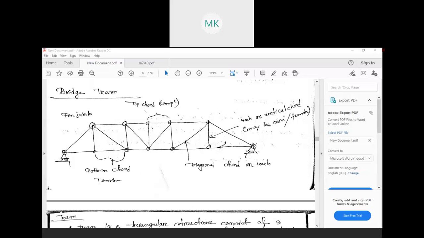As you can see here, these are the joints in a bridge. They are called pin joints. All the joints are pin joints. At the top there is a top chord, and at the bottom there is a bottom chord. In between is a diagonal, so it is called a diagonal chord or web. Here also this is a web or vertical chord. I think all of you have seen this.